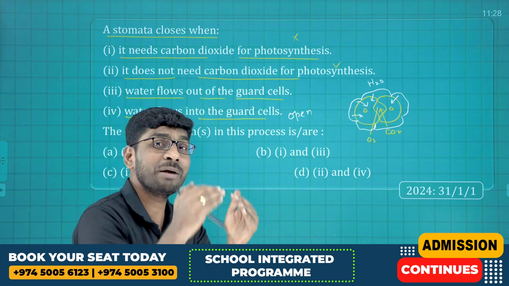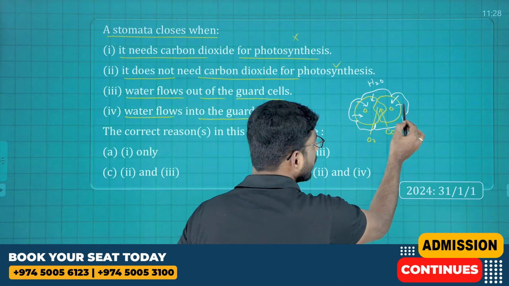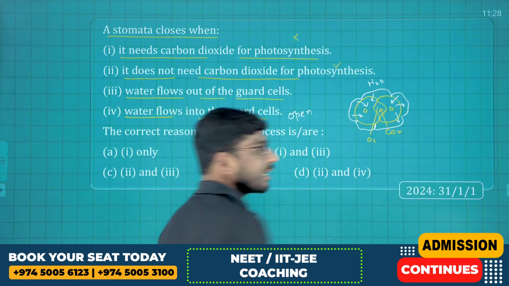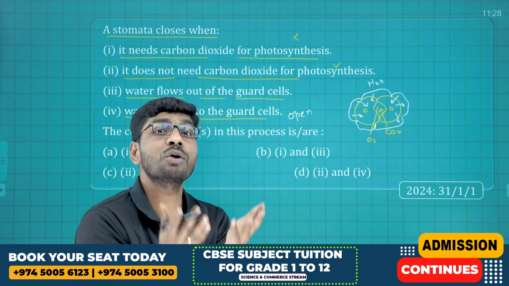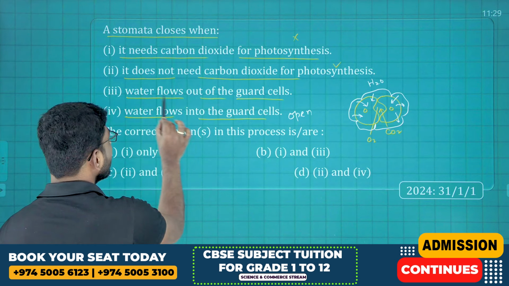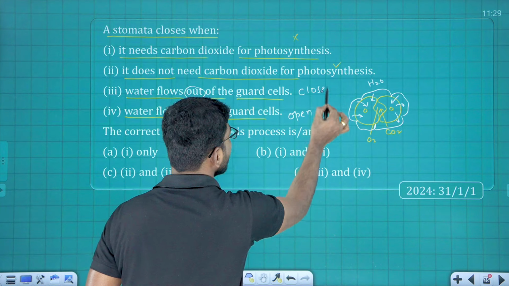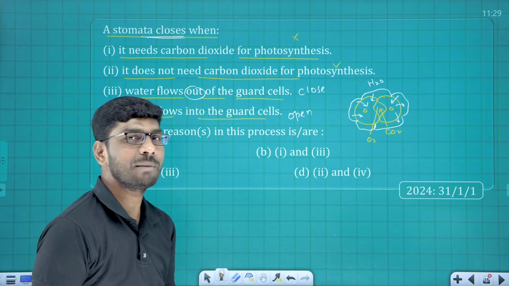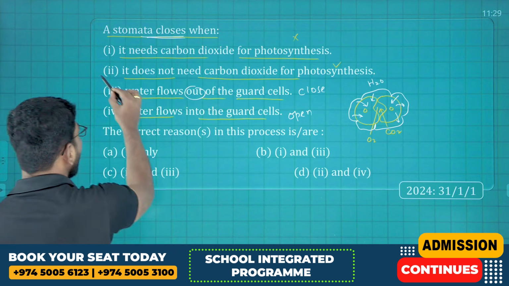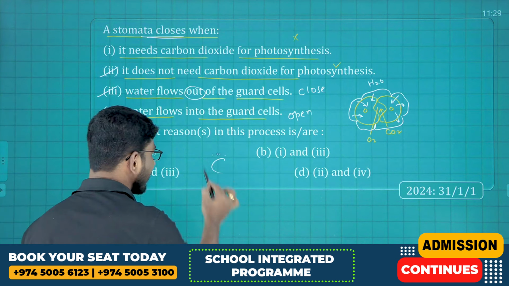So what would happen when water goes out of the guard cell? Look here, when water goes out, the guard cells shrink. When guard cells shrink, stomata close. Look here, when water flows out of the guard cell, they start to close. They're asking the question on closing. So what is the correct answer? Tell me. The right answer is option 2 and option 3. Option C is the correct answer.